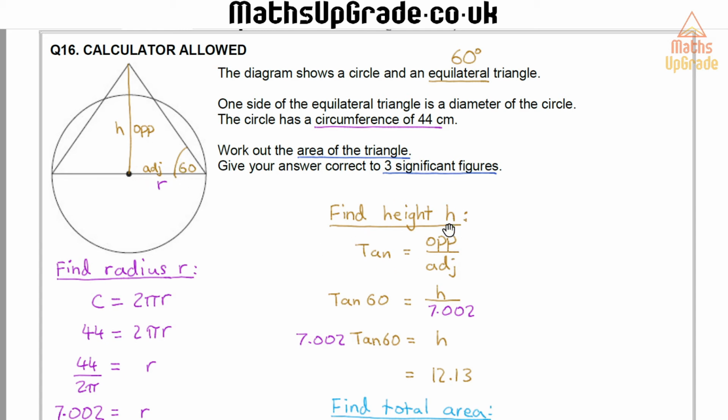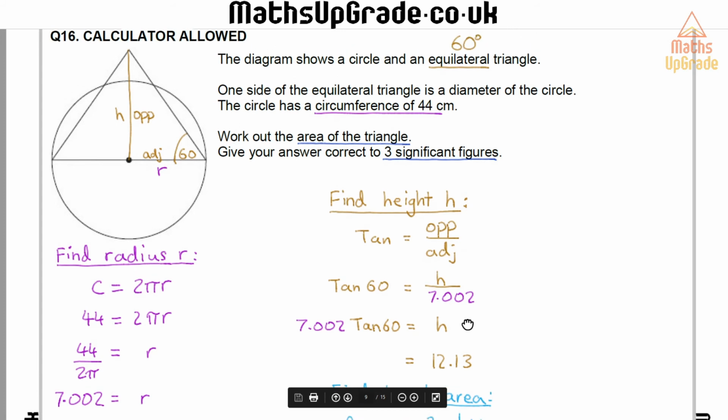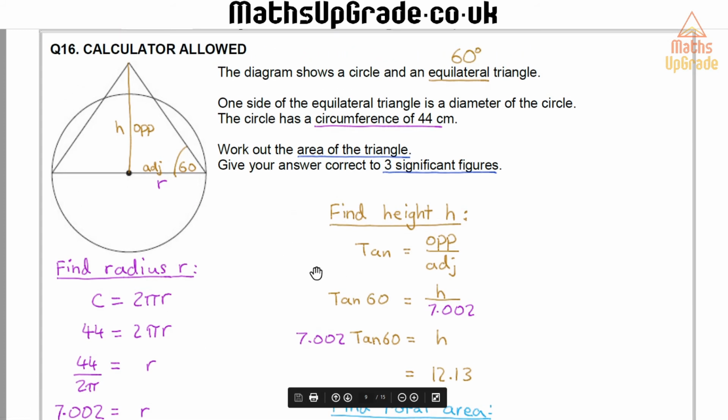So I can use the tan ratio, tan equals opposite divided by adjacent. Substituting in the value of the angle, 60 degrees, and the value of the radius, 7.002, which I found earlier, I can find the height, which would be 12.13. So the height of that triangle is 12.13.